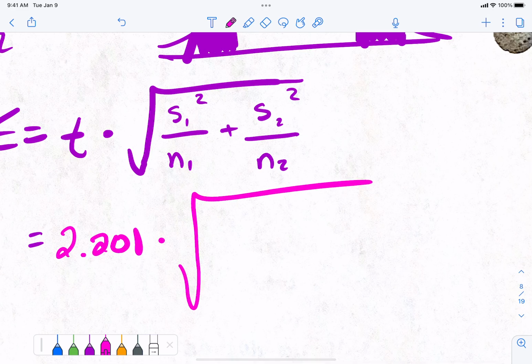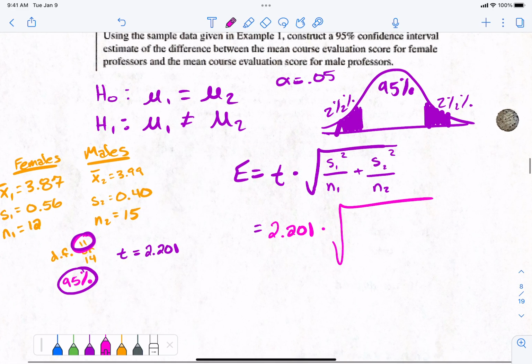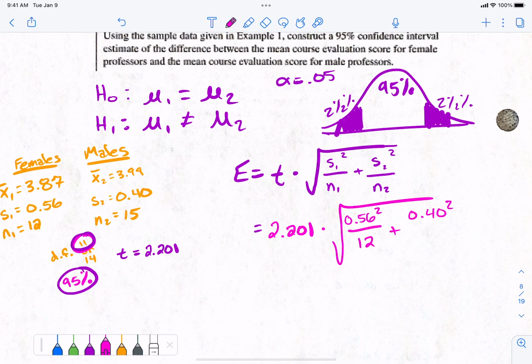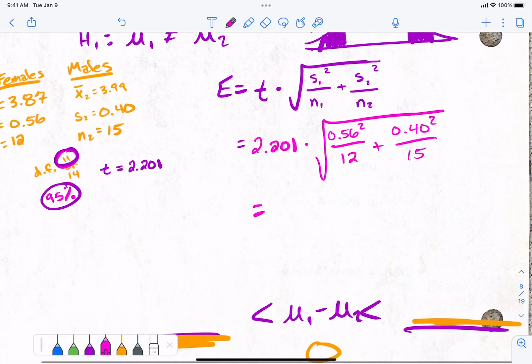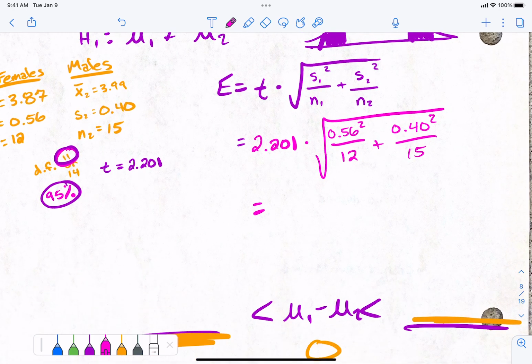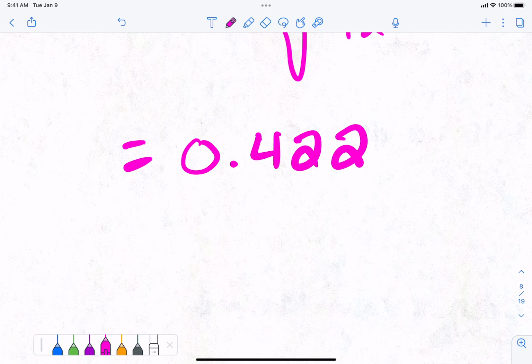So square root, s1 was 0.56. We're going to square that over 12 plus 0.40 squared over 15. Okay, the square root of that times 2.201, and let's figure out what the error is. Okay, so practice typing that in. Let's see what we get. I got 0.422. Okay, let's see if anybody else gets that. Yes, Sarah got that. Okay, all right, so that should be right.